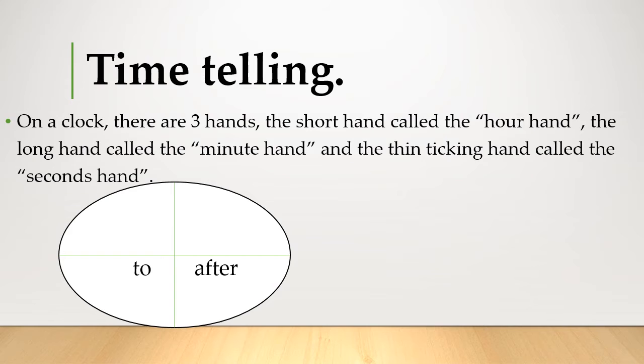I repeat, the shortest hand is called the hour hand, while the long hand that doesn't move too fast is called the minute hand. Then the ticking hand, which is thin, is called the seconds hand.